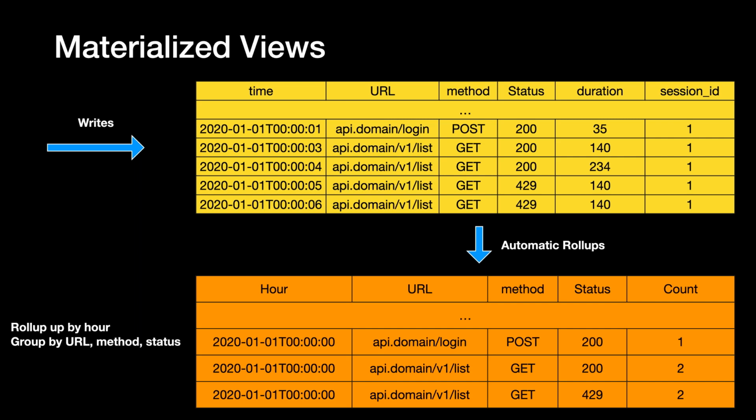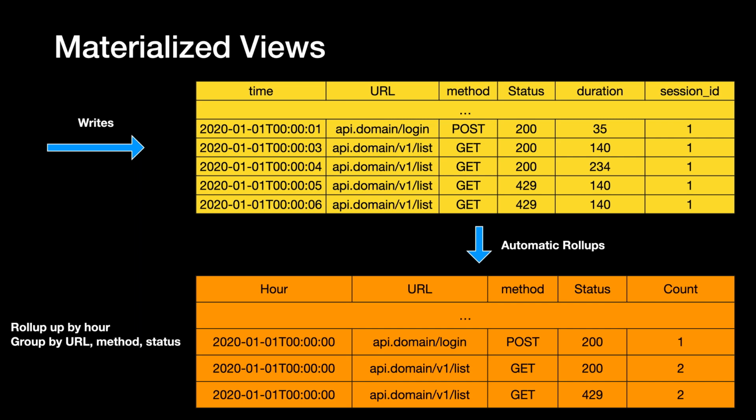So if we take a look here, again, at our short-term and long-term tables, we're still writing the individual network calls. You'll see that they have granularity to the second. We have information like duration and session ID. As these 5 rows get written in, the materialized view will pick them up and perform the aggregation that we want. In this case, we want to roll everything up to the hour, the URL, method, and status code, and we want to do the counts. So it'll take those rows, automatically roll them up, and put them in our long-term storage for us.